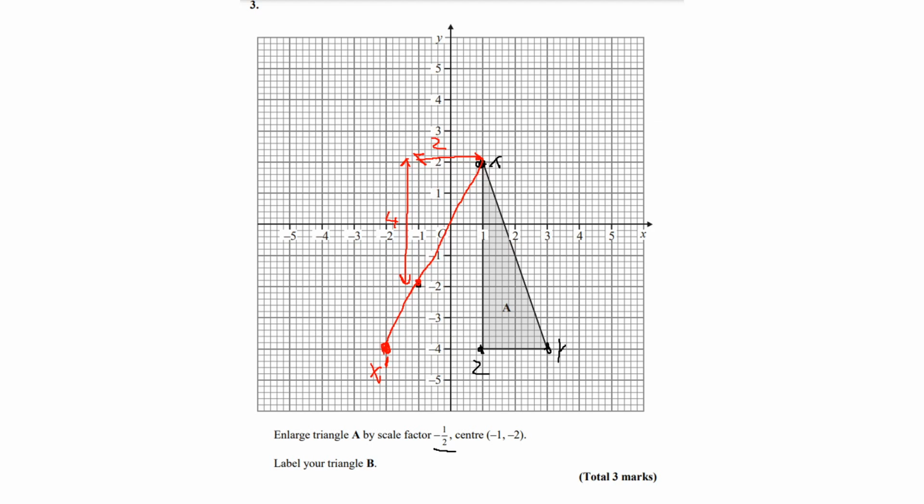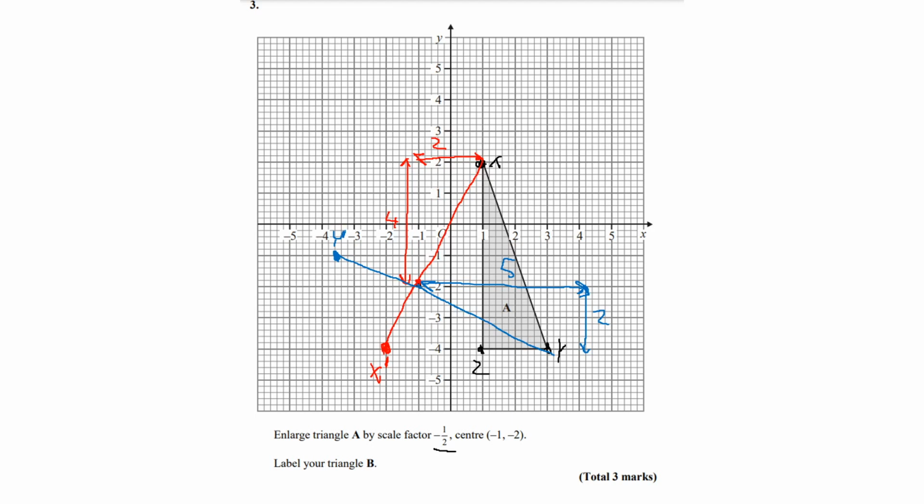Now let's try it with Y. So Y is here. And we need to go, let's take a look. That line there is 2 up and we got -1. This is 5 across. Okay. So this one, a bit more tricky, but we need to half it because scale factor half. So we need to go 1 up, but 2.5 to the side. So 1 up and 2.5 to the side. That would look something like this. And then this will be Y prime. Okay?